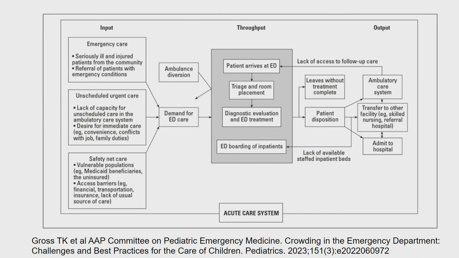So how can we deal with this high crowd, or how can we dispose of the patients fast, or how can we make system changes so that still, within the available resources, we can manage those patients? In 2023, the American Academy of Pediatrics released a document on challenges and best practices for the care of children in crowded emergency departments. So we can divide the emergency into input, throughput, and output.